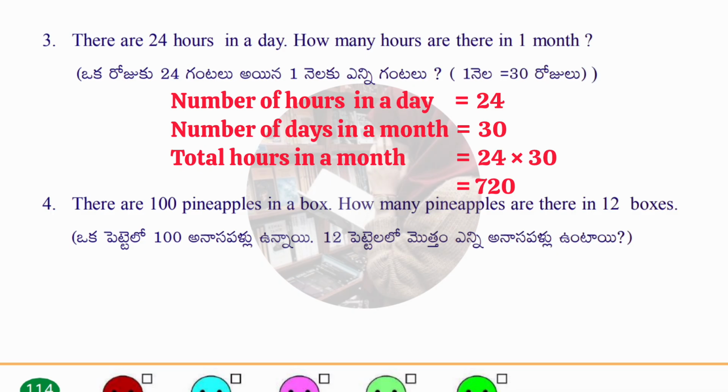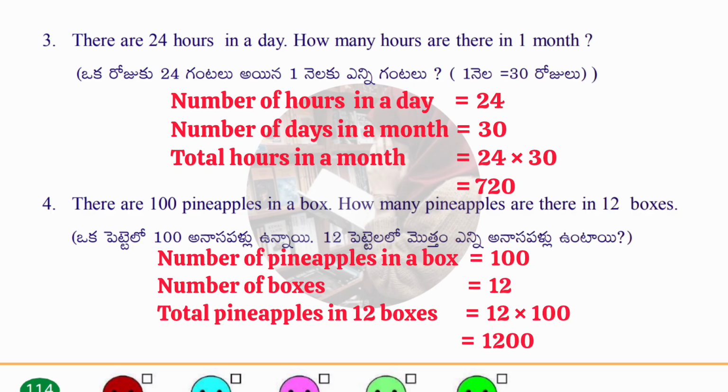Got it, guys? Let's move on to the fourth question, which is: there are 100 pineapples in a box. How many pineapples are there in 12 boxes? Write down the answer. Number of pineapples in a box. In one box, how many pineapples are there? 100 pineapples. Number of boxes. How many boxes are given in the question? So 12 boxes are given.